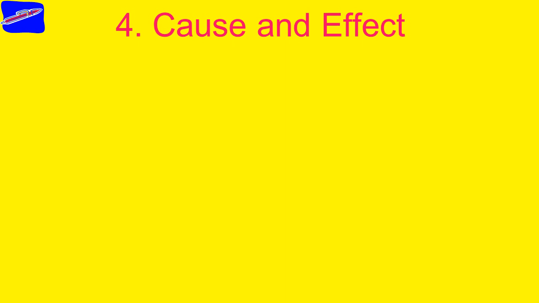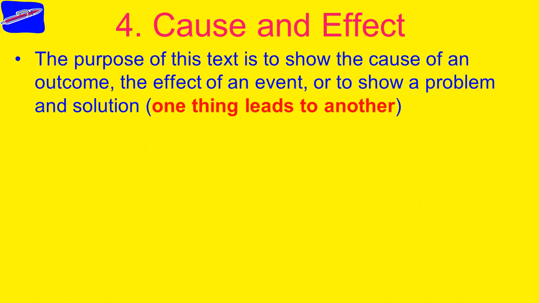Our next internal text structure is cause and effect. The purpose of something that's written in this internal text structure is to show the cause of an outcome, the effect of an event, or to show a problem and a solution. In other words, it shows how one thing leads to another.